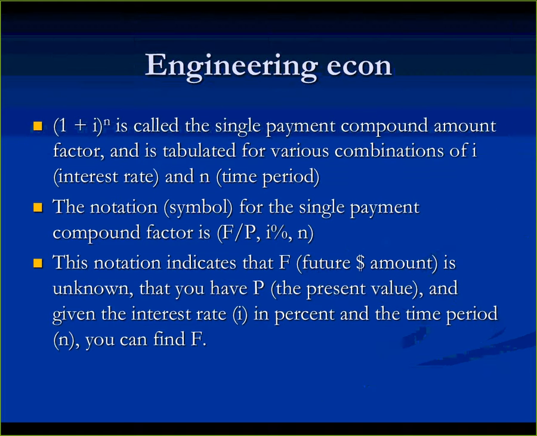So that (1 + i)^n is called the single payment compound amount factor, and it is tabulated for various combinations of interest rate and n. Again, in this case, n just means the time period. The notation, which you can see in that table, is F/P, i%, n. That notation just indicates that the future dollar amount is unknown, that you have the present value amount, and given the interest rate in percent and the time period, n, you can find the future value.